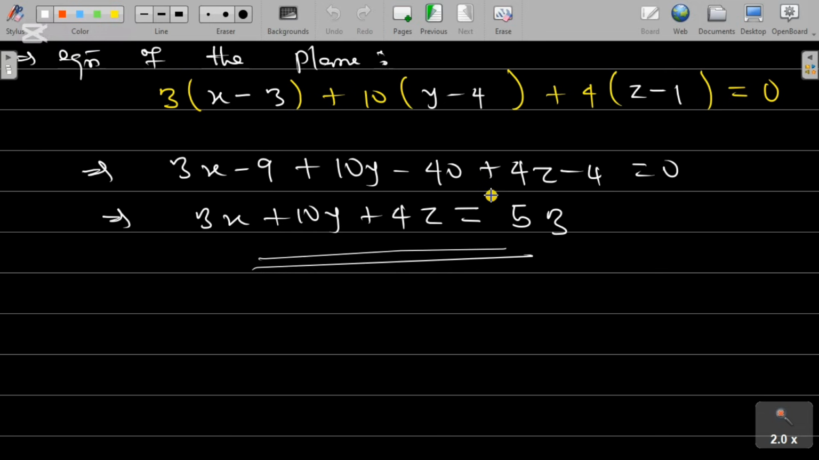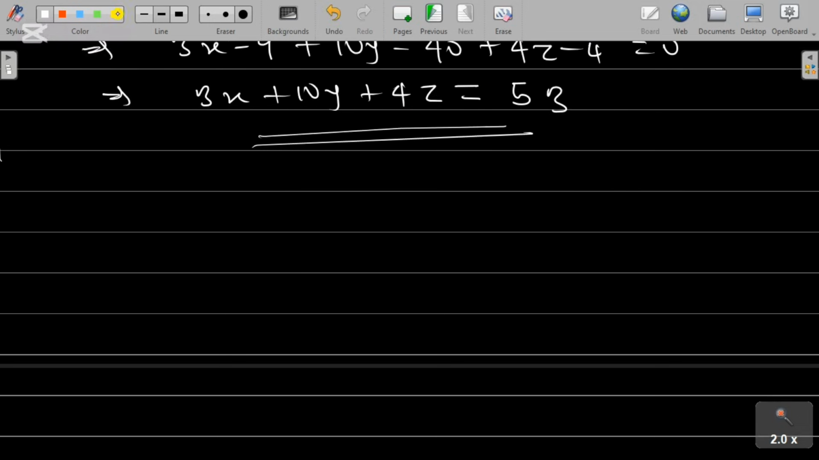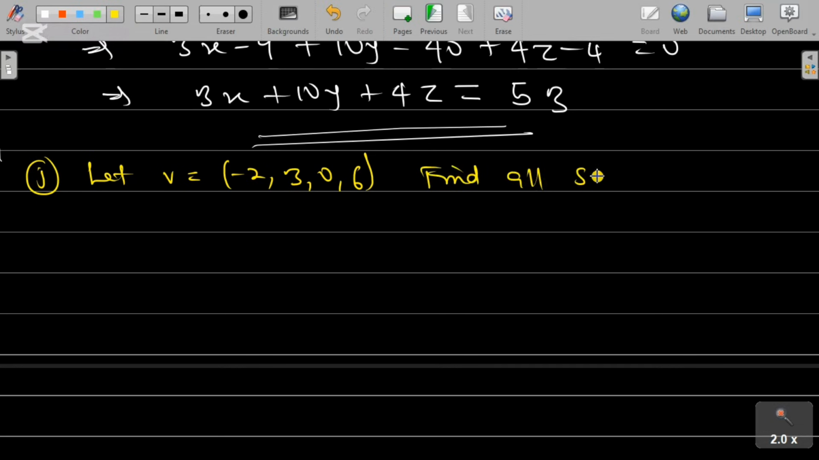That is J. This is serious. Okay, so question J, you're given a vector v, and v is equal to minus 2, 3, 0, 6. Okay, and they said find all the scalars k such that, let me write that, find all scalars k such that the magnitude of kv will be equal to 5.